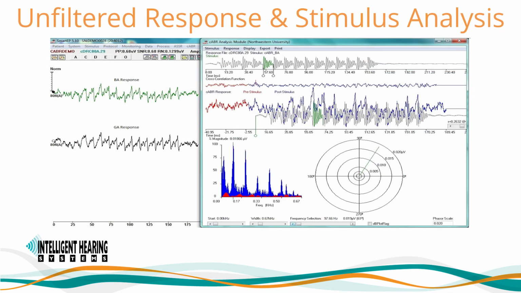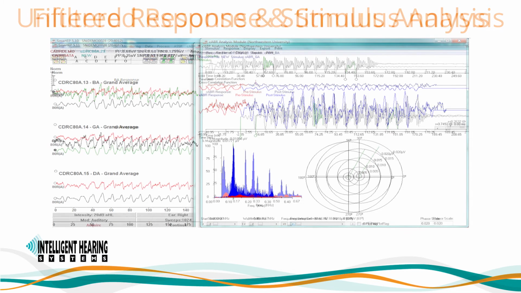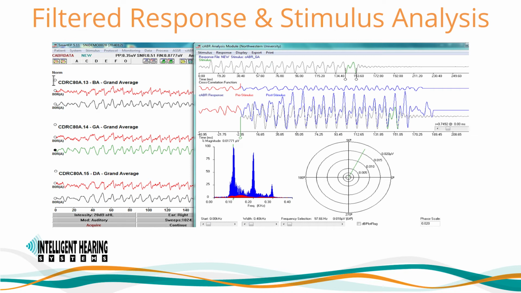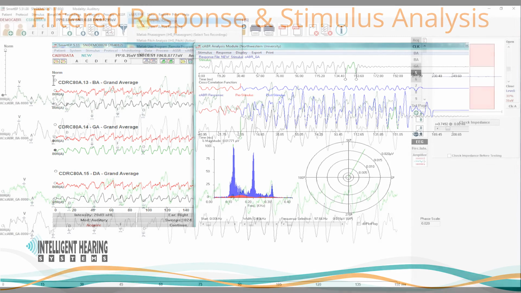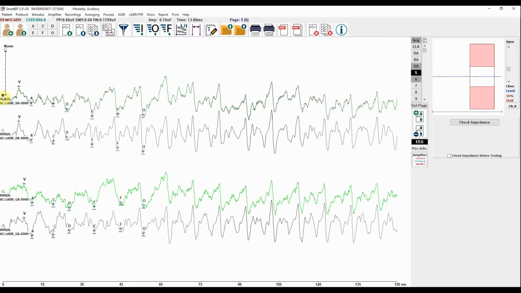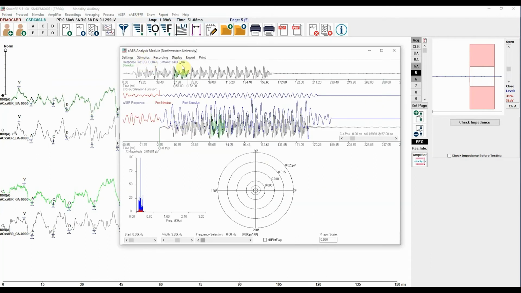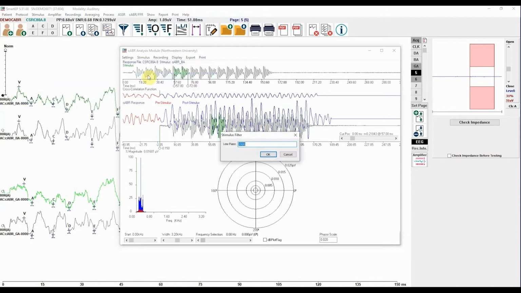Here is a representation of the unfiltered response to stimulus analysis, while here is a representation of the filtered response to stimulus analysis screen. Let's take a closer look at the cABR analysis module. Activate the recording of interest and then select Analyze Select Recording from the cABR FFR menu. Click on the Stimulus menu and enter the filter bandpass of interest. For this example, we will use 70 Hz to 300 Hz to filter the stimulus.